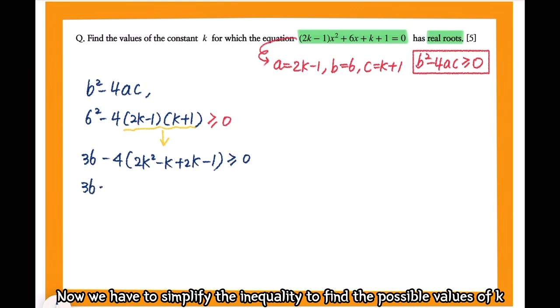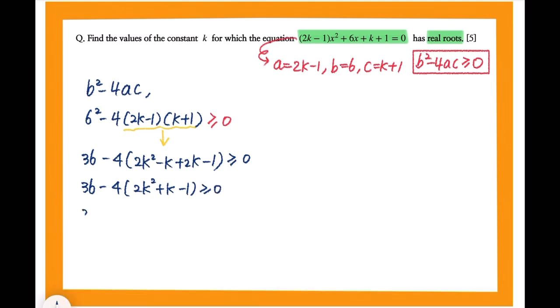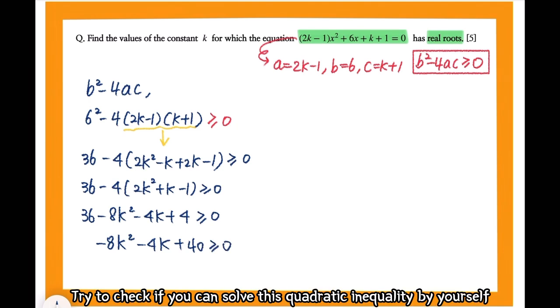Now we have to simplify the inequality to find the possible values of k. 36 minus 8k squared minus 4k plus 4 is greater than or equal to 0, which is minus 8k squared minus 4k plus 40 is greater than or equal to 0. Try to check if you can solve this quadratic inequality by yourself.